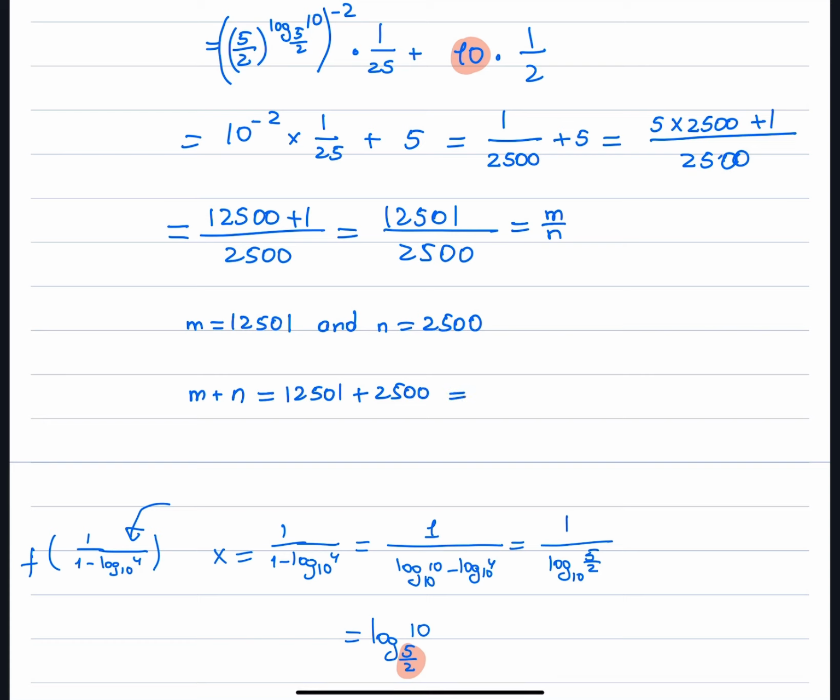2500 and 12501, which would be 15,001. I totally confused. I think it reads like that. I'm sorry, I confused. 15,001. So that is the correct answer.